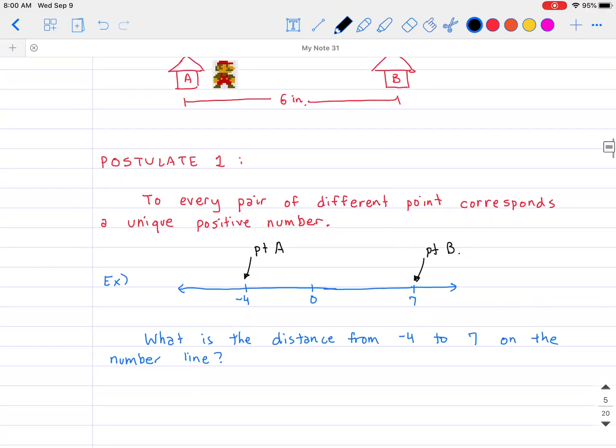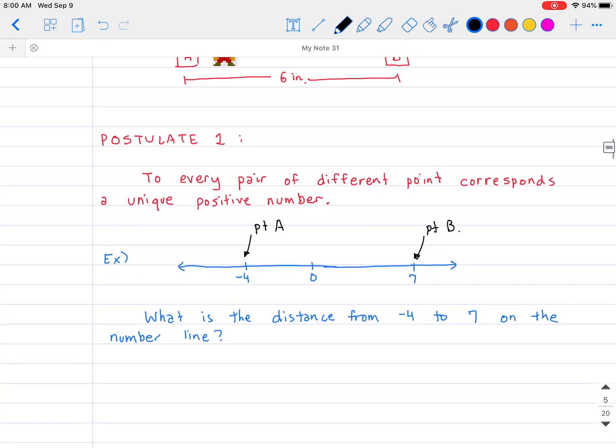So here we go. Here's the first postulate ever in this case. To every pair of different points corresponds a unique positive number.